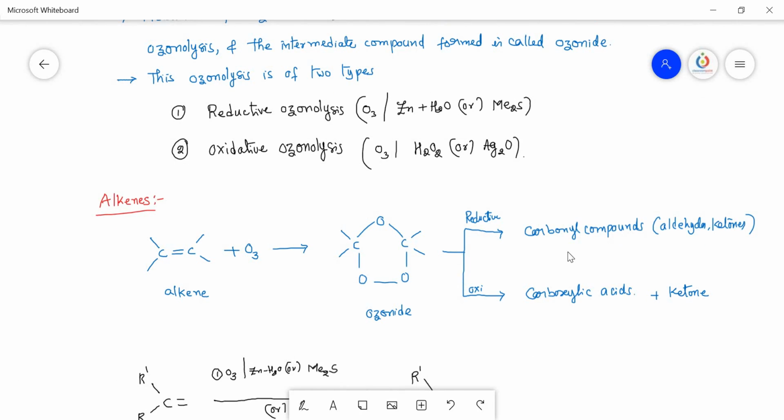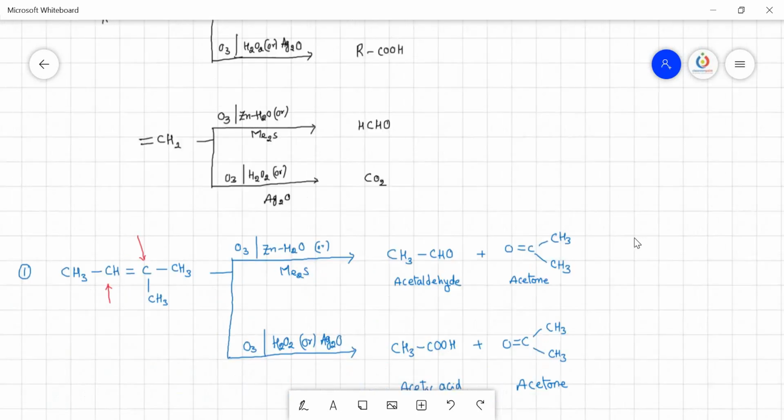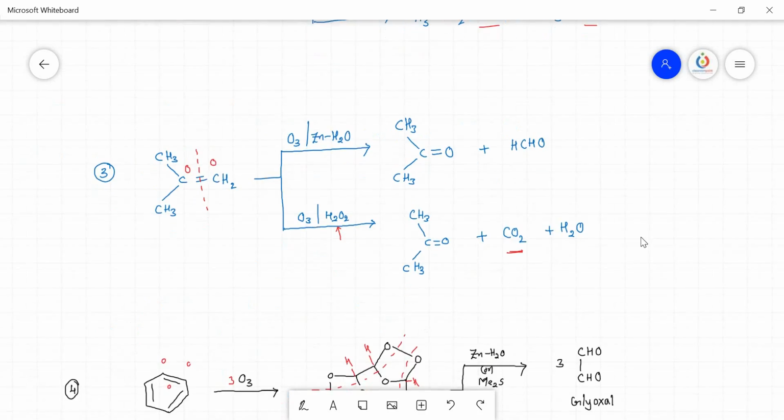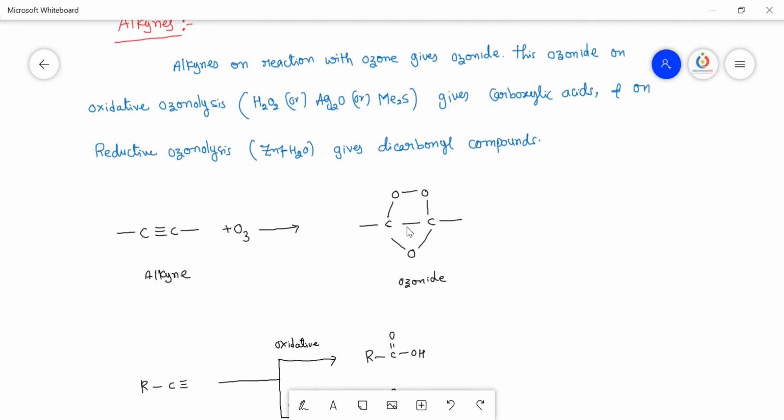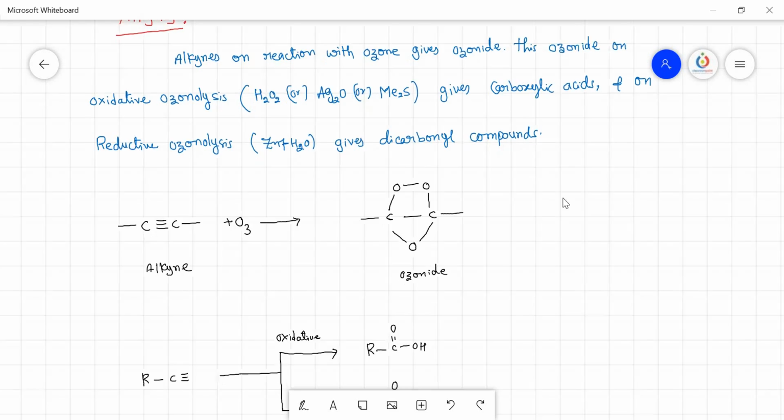That is called the alkene ozonide. But in the case of the alkyne ozonides, there is a bond between the two carbon atoms in the ozonide. That is called the alkyne ozonide. So this type of ozonides is always found from the alkynes.